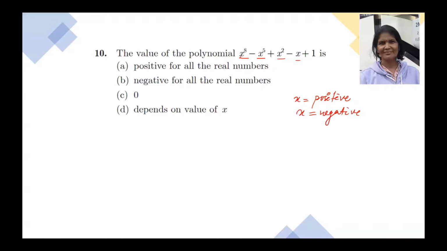So if I take positive values, this will be positive, this is negative, again positive, negative. So we don't know what the value will be. If I put 2, it will be a different value. If we get a minus 2, it will be a different value. It cannot be 0 even, because 1 is there. So it depends on the value of x. You are taking different values, you will get different values of the polynomial. So D is the answer for this question.